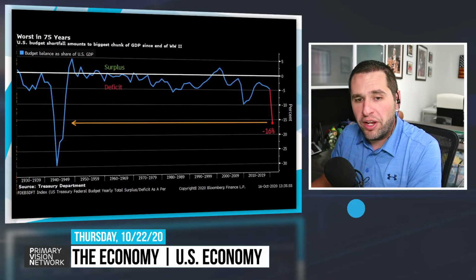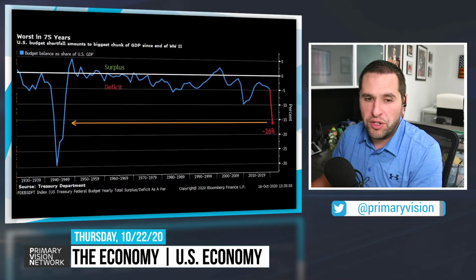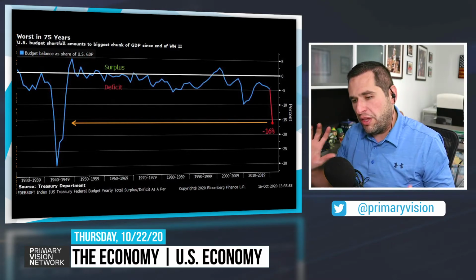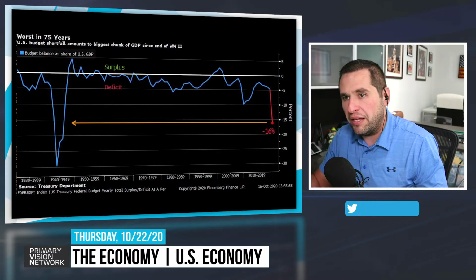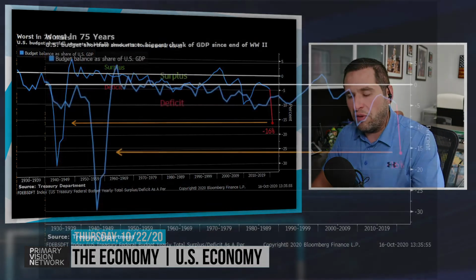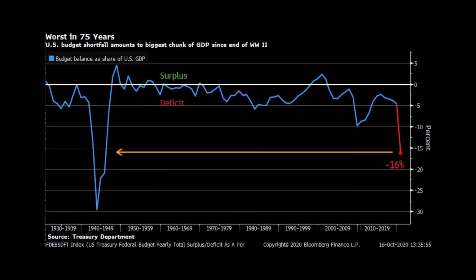But as we look out at the U.S. budget, the U.S. budget deficit, when we think about the Treasury issuing to close the gap, the Fed buying, and as foreign purchases start to slow down, you continue to see where we sit at this point in time. So the U.S. budget deficit tripled to $3.1 trillion in September. It now accounts for 16% of GDP, which is the largest since 1945.